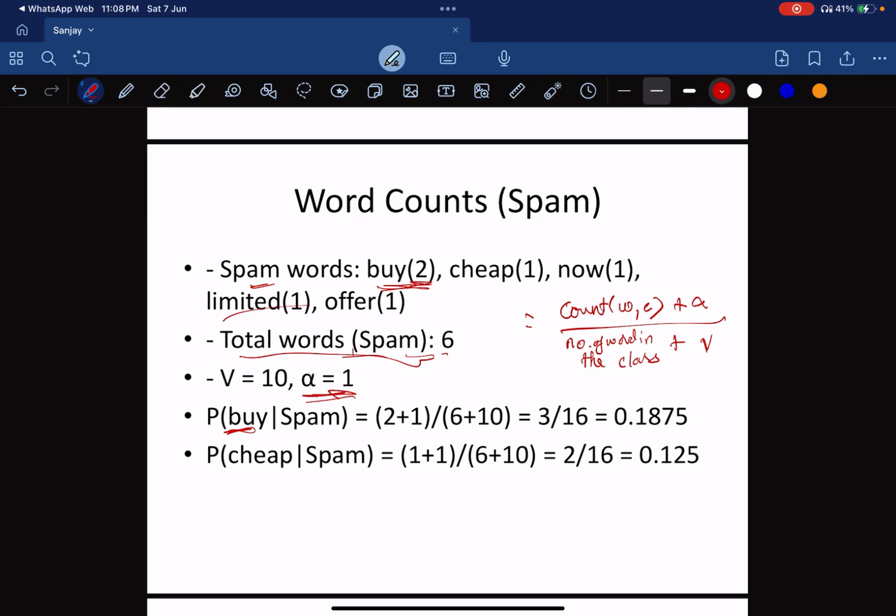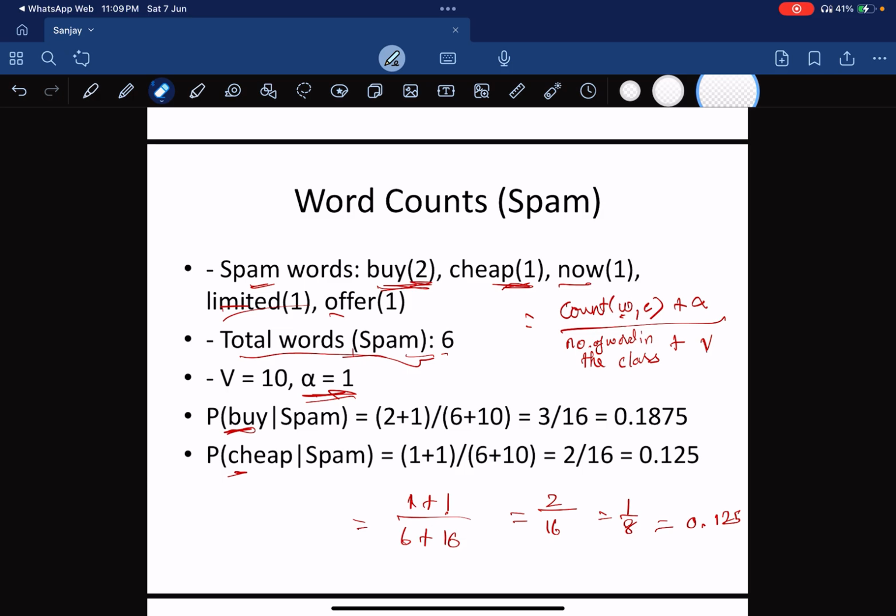We similarly do it for the "cheap" word. Let's do that. Here the word is "cheap", right? The number of times "cheap" occurs in the spam class is 1, so 1 plus 1, this one is alpha, divided by the total number of words in that class, 6, plus the total number of words in the entire data set, 10. It will be 2 by 16, which is 1 by 8, so 0.125. And we similarly do this for all words, like "sorry", "now", "limited", and "offers". Similarly, we do all the probabilities.